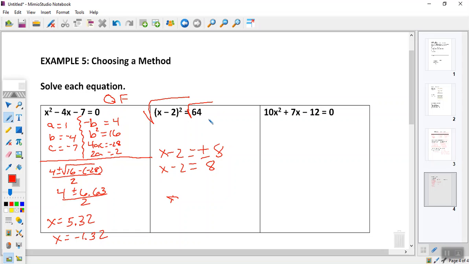I would set x minus 2 also equal to negative 8, right? Add 2 to this, what's one solution? 10. Add 2 to negative 8 right here, what's another solution?